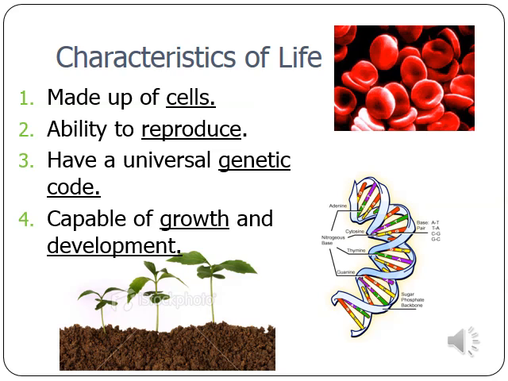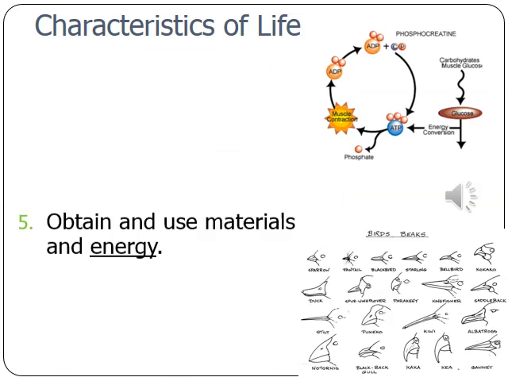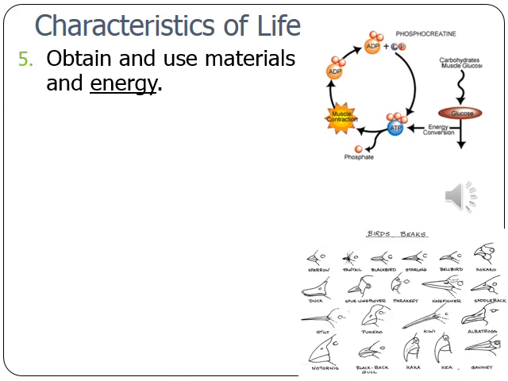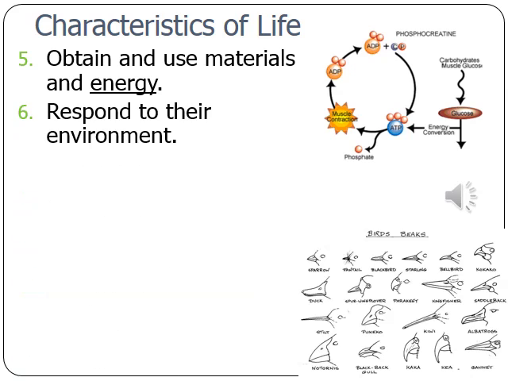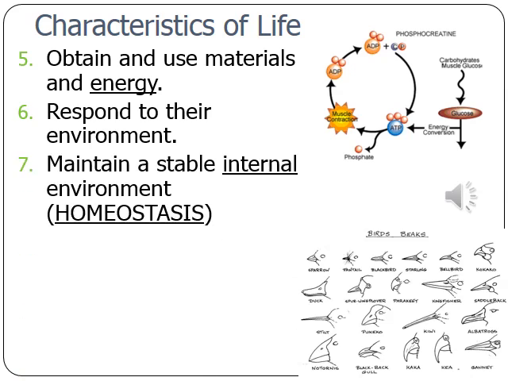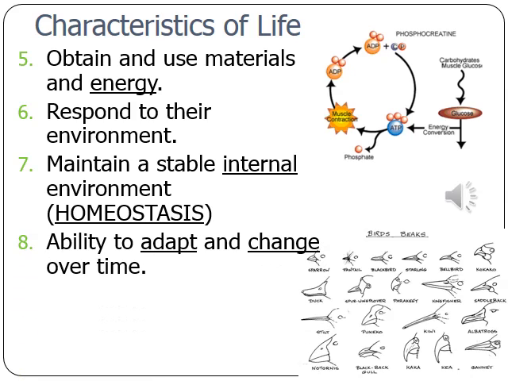3, they have a universal genetic code, that's DNA. 4, they are capable of growth and development. 5, they're able to obtain and use materials and energy. 6, they respond to their environment. 7, they maintain a stable internal environment.